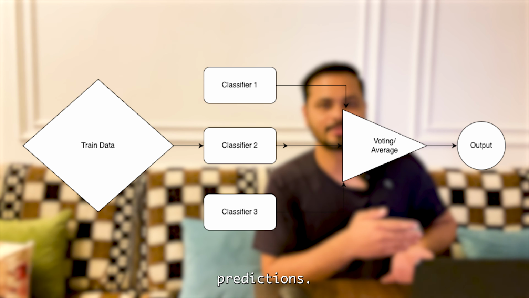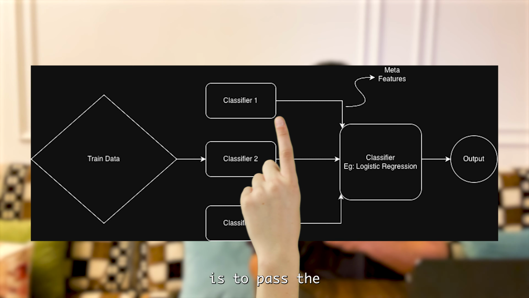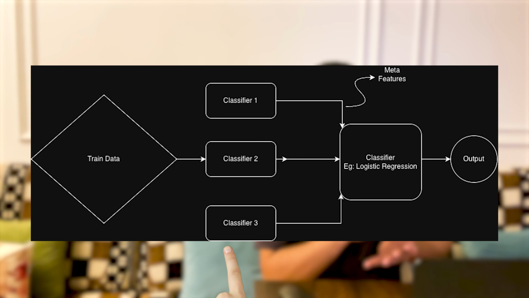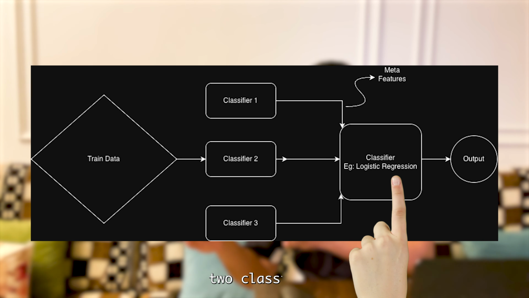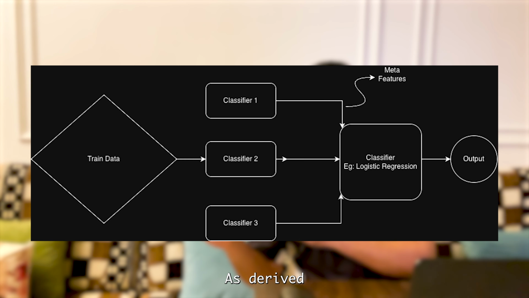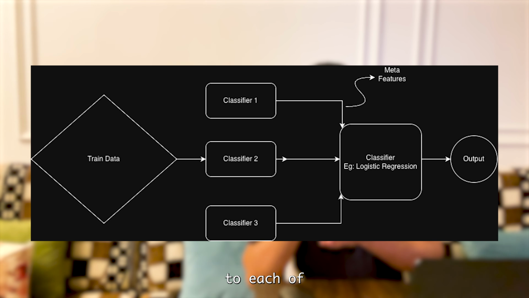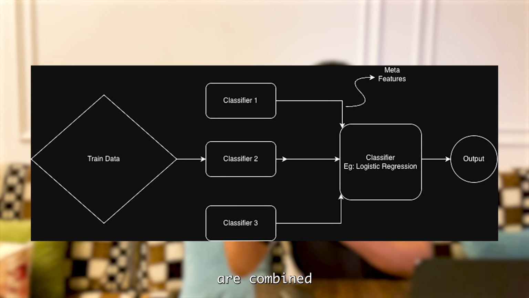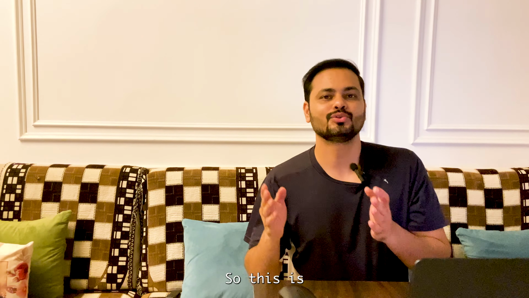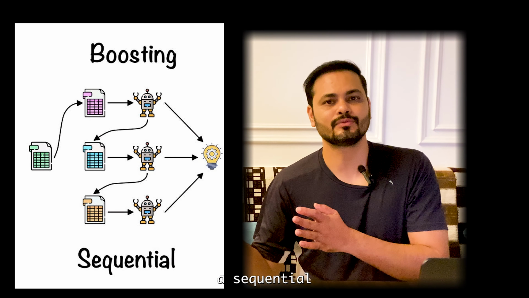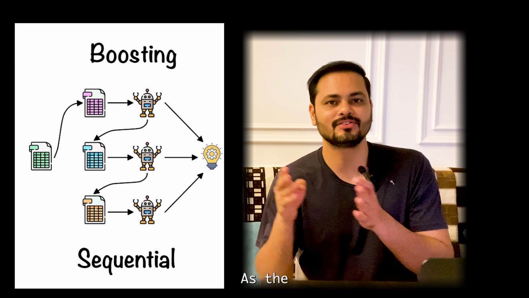Another approach to carry out manual ensembling is to pass the output of the different algorithms or models to a level 2 classifier or regressor as derived meta features, which will decide what weight is to be allocated to each model output in the final prediction. In this way, outputs of different models are combined with different weights to get a final prediction. This is the high level approach behind stacking and blending. Let's move on to boosting, the next ensemble technique. Boosting is one of the most popular ensemble techniques. It creates a sequential model to turn weak learners into strong learners.